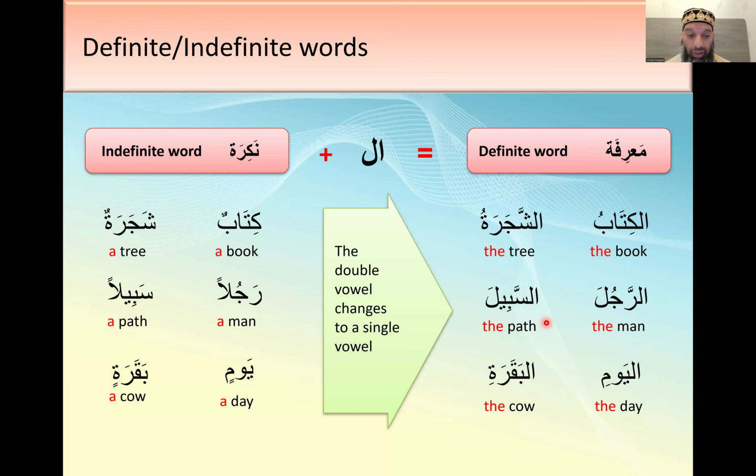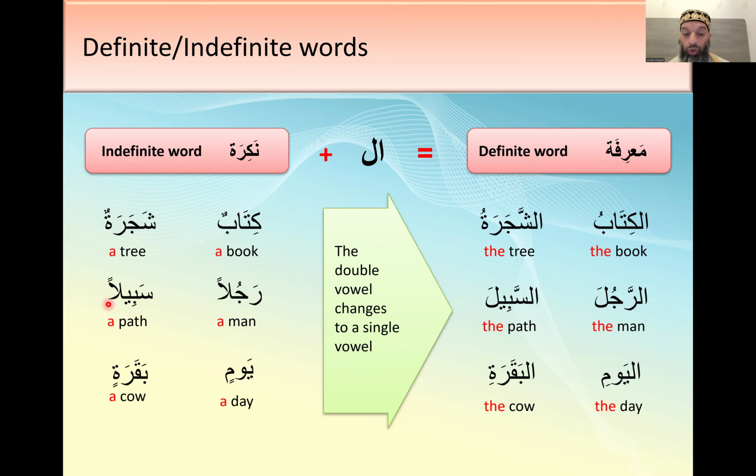Okay, let's look at the next one. Rajulun is a man. When you stick an alif lam on, it becomes ar-rajula. The alif lam means the, and rajula is man. And you can see this had a double fatha and an alif. The alif is there because of the double fatha. Now you drop one fatha, you drop one zabar, and the alif will disappear too. Okay? Ar-rajula.